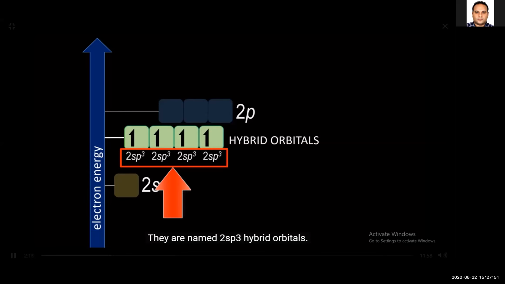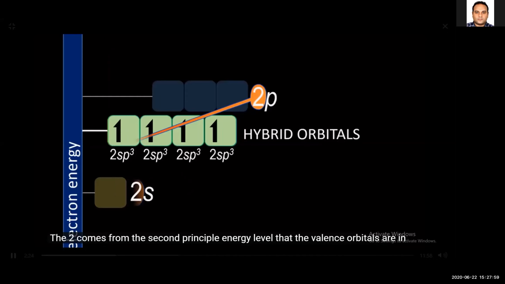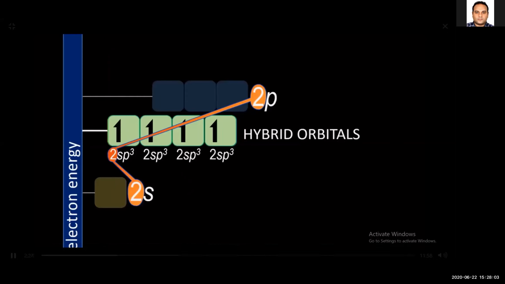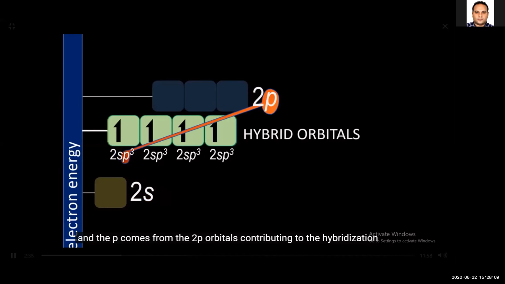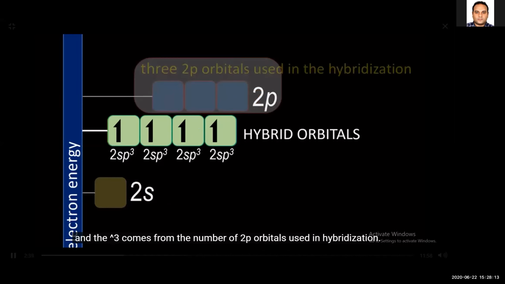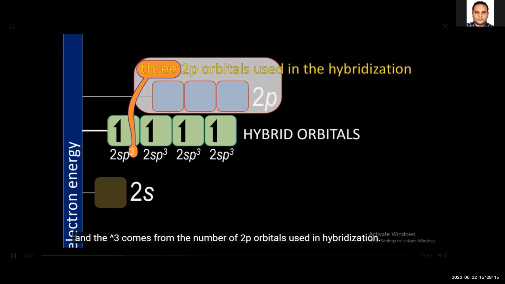The naming often trips up students, so before we go any further, let's take a look at where the 2sp3 name comes from. The 2 comes from the second principal energy level that the valence orbitals are in. The s comes from the 2s orbital contributing to the hybridization, and the p comes from the 2p orbitals contributing to the hybridization, and the 3 comes from the number of 2p orbitals used in the hybridization.